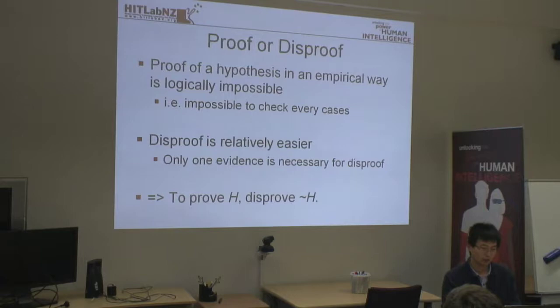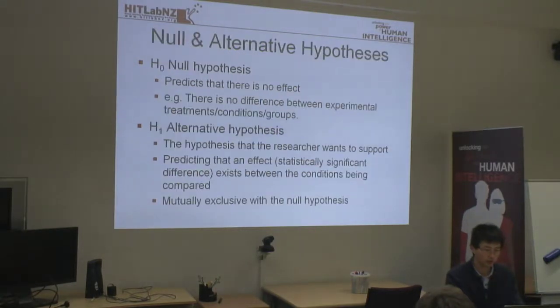So again, I'd like to emphasize this is in an empirical way, which is through a user experiment, not in a deductive logical way, but an empirical way. It's easier to disprove something than proving it. So scientists came up with this: when you have something you want to prove, it's hard to prove it in an empirical way, so they negate it and put it the other way around. So they introduced the concept of null hypothesis and alternative hypothesis.